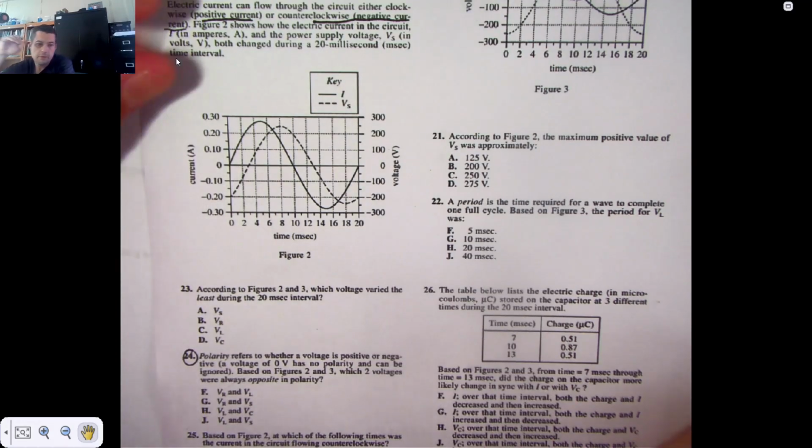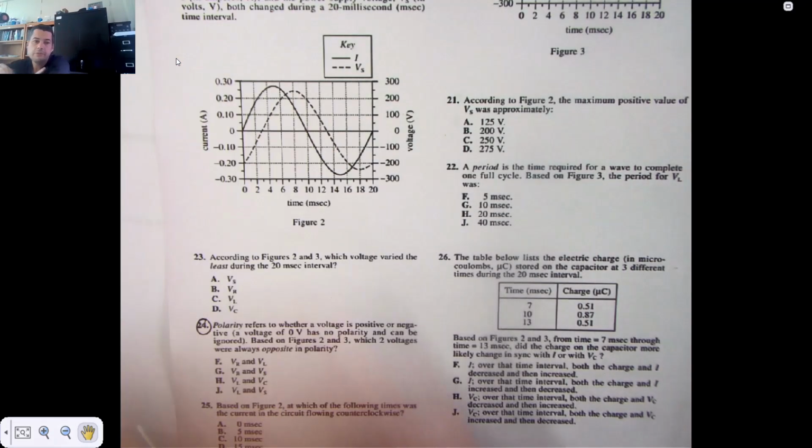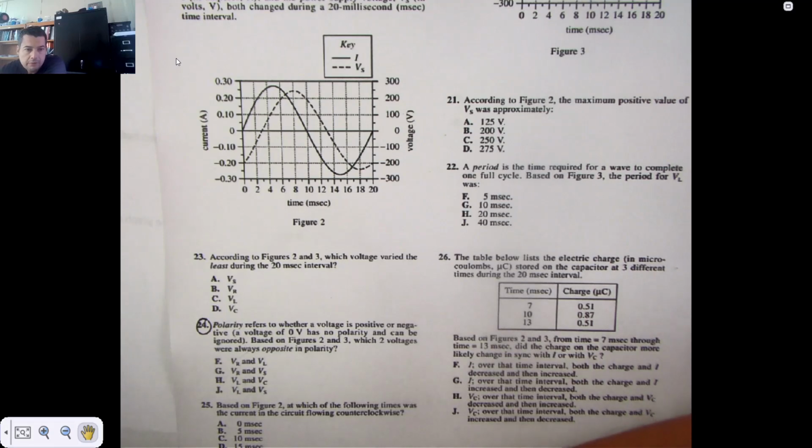Polarity refers to whether a voltage is positive or negative. So a voltage of 0 volts has no polarity because it's 0. It's neither positive nor negative. Based on figures 2 and 3, which two voltages were always opposite polarity? So they're asking which two voltages, one of them positive and one of them negative.